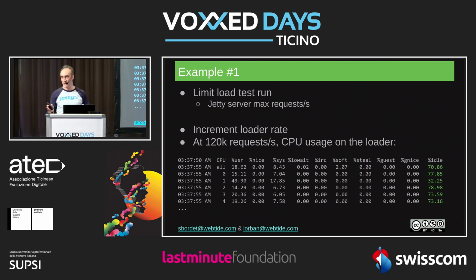We started at 60K requests per second, and we slowly increased the loader rate. At a certain point, we arrived at 120K requests per second for each loader. And then we were looking at the CPUs here. Can you see the numbers over there? The last number, the green one, is the idle per CPU. So idle means it's not doing anything. So every CPU was about 70% idle.